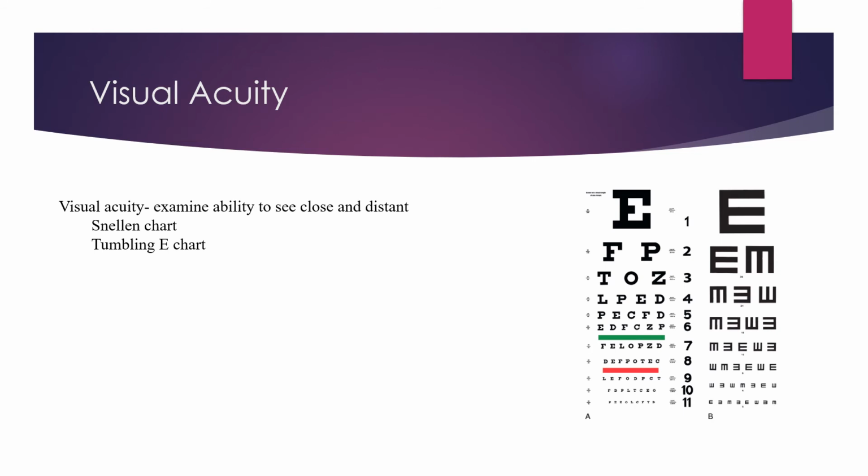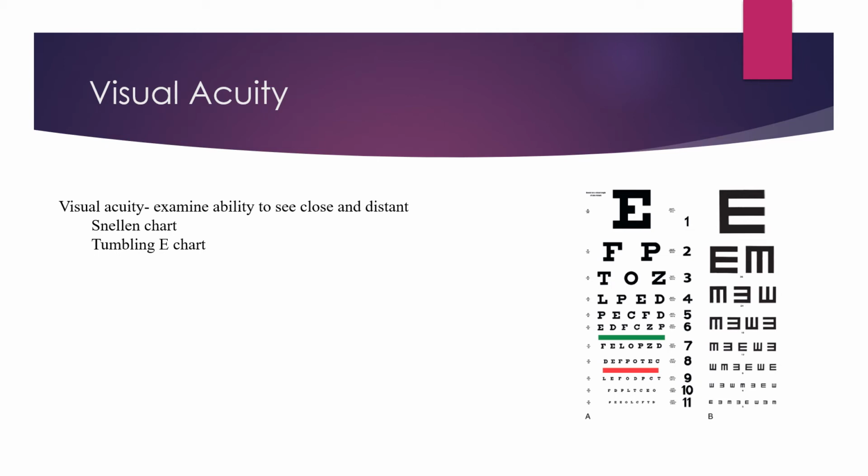The Snellen chart and then the E chart are both tests of visual acuity. And visual acuity is the examination of the patient's ability to see at a distance and a close range. And in this visual acuity assessment, you are assessing cranial nerve 2.